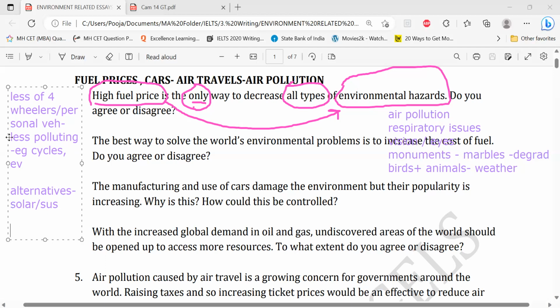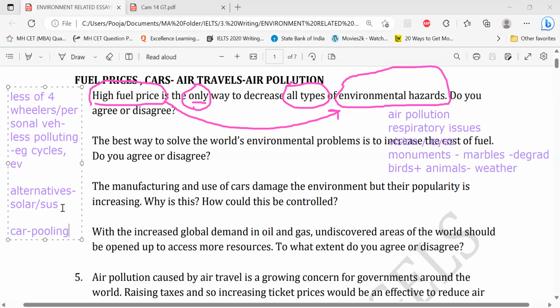So your one point is that when you increase the fuel price, people will use it less. People might use more eco-friendly ways. They'll walk wherever it is walkable, or use cycles wherever you can really cycle, or for far-off distances use alternatives like solar or sustainable mediums. What else? They might also get into carpooling. Do you understand what carpooling is?